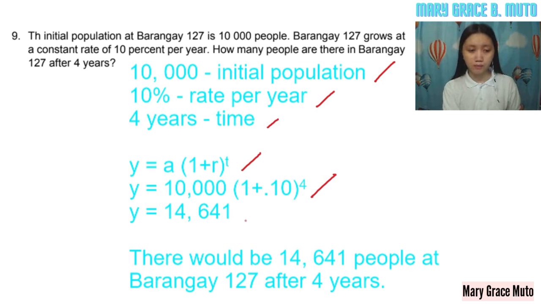So we substitute these given values into the equation and solve for it. Then we would come up with y equals 14,641. So there will be 14,641 people at Barangay 127 after 4 years.